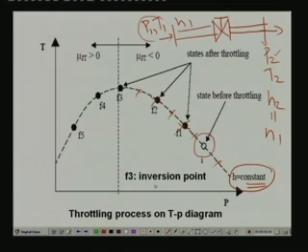If I go on varying the valve position, I can generate a series of points, pressure and temperature, and if I join all these points, I get a curve of this nature. This curve has a point of inflection at F3, and this point is known as the inversion point.